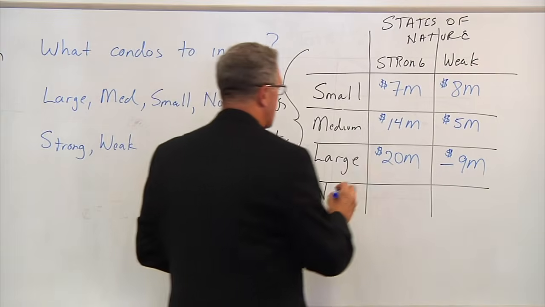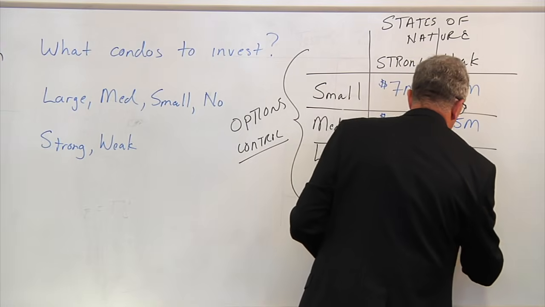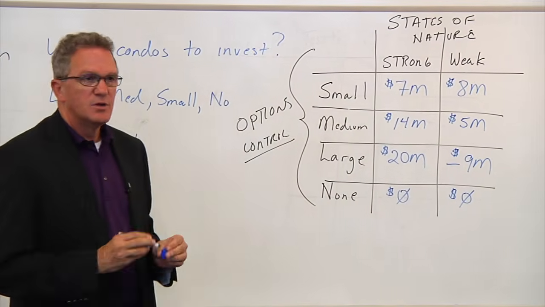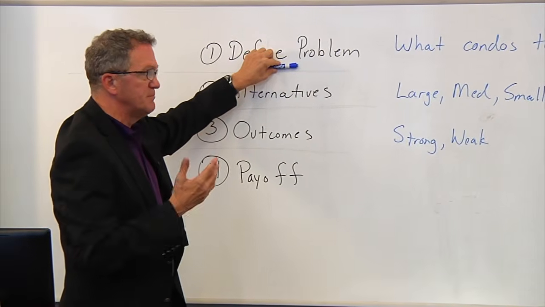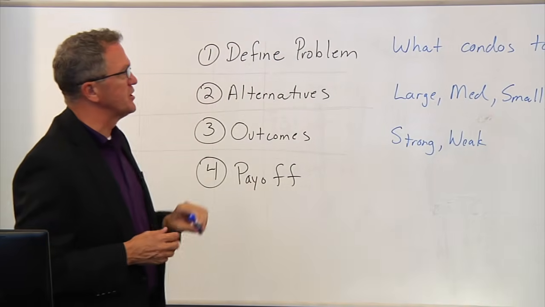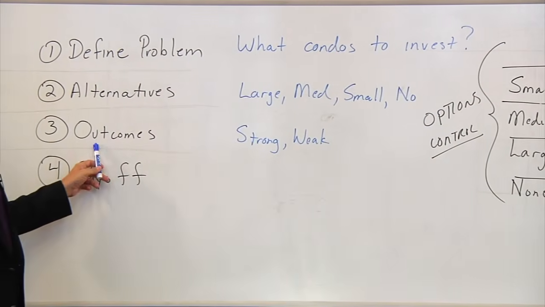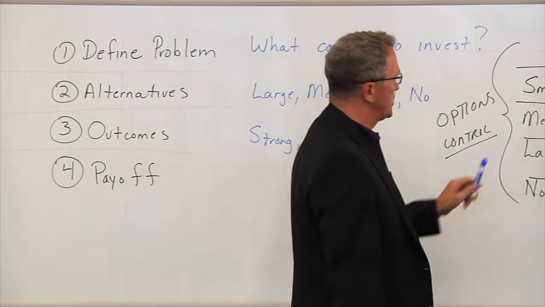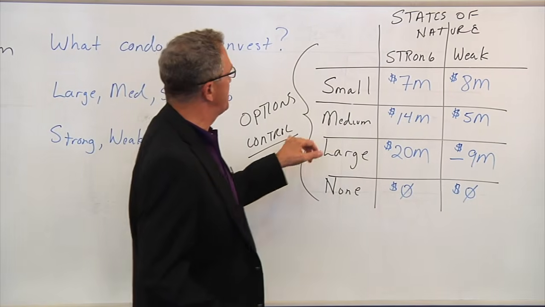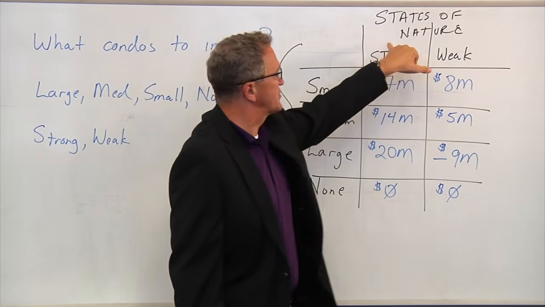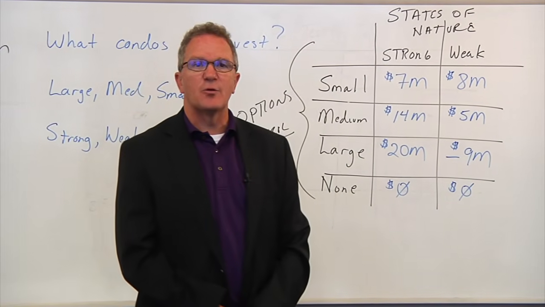And if we make no investment whatsoever, we would make no money if there's a strong demand, and we would make no money if there's a weak demand. So what have we done here? We've defined the problem. What kind of condos are we going to invest in, if any? We've come up with the alternatives, the options. We've identified the outcomes for each option. We could have strong or weak demand. And we've identified the combination of payoff for each option and state of nature. In the next video, we'll discuss different techniques for evaluating which decision we will make.